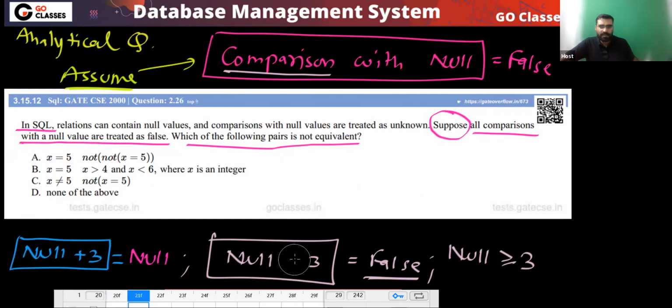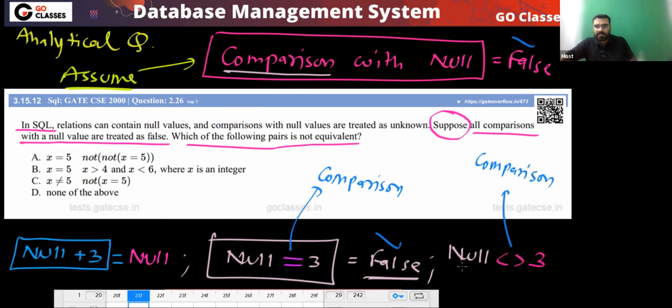Now, for example, null equal to 3 will be false. So what will be null not equal to 3? Null equal to 3 is false. This is comparison. The question is saying comparison with null is false. This is also comparison, right?